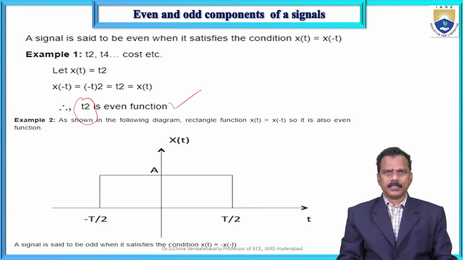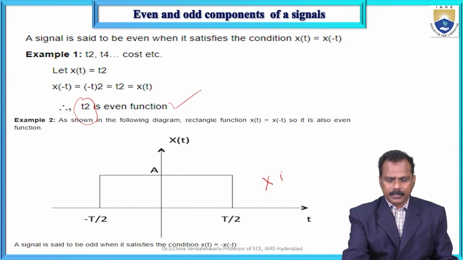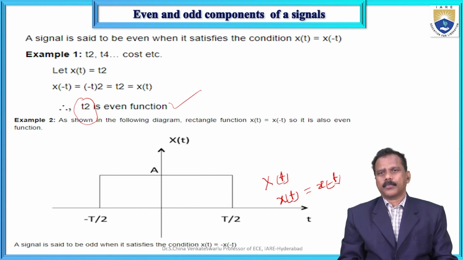Another good example is the rectangular function. For a rectangular function x(t), we have x(t) = x(-t), so it is also an even function. A signal is said to be odd when it satisfies the condition x(t) = -x(-t).